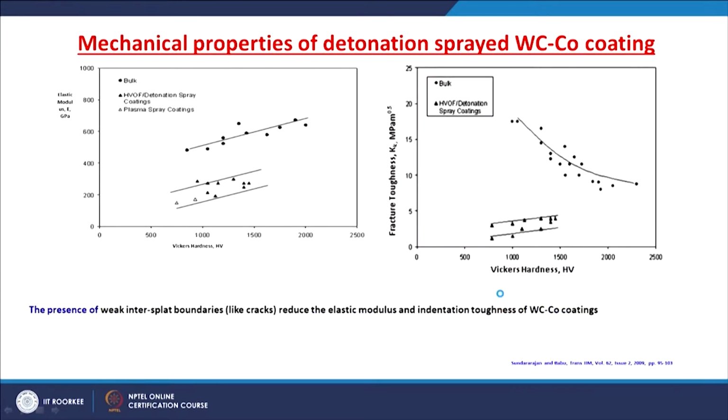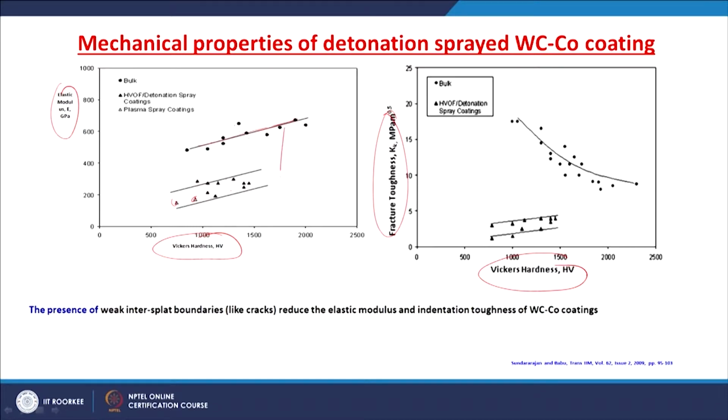Let us see one study on the mechanical properties of detonation sprayed tungsten carbide cobalt coating. If you look at this, this is the elastic modulus in gigapascal, this is Vickers hardness, and this is the fracture toughness. This data is obtained from the bulk tungsten carbide cobalt, whereas this data is obtained for the coatings of tungsten carbide cobalt, where the coating is done by either plasma spray coating technique or by HVOF or detonation spray coating.